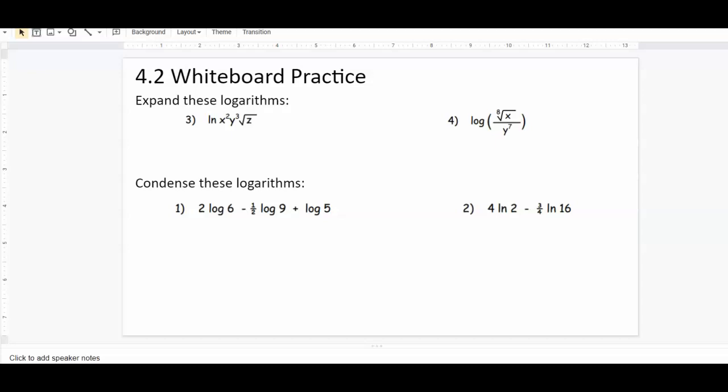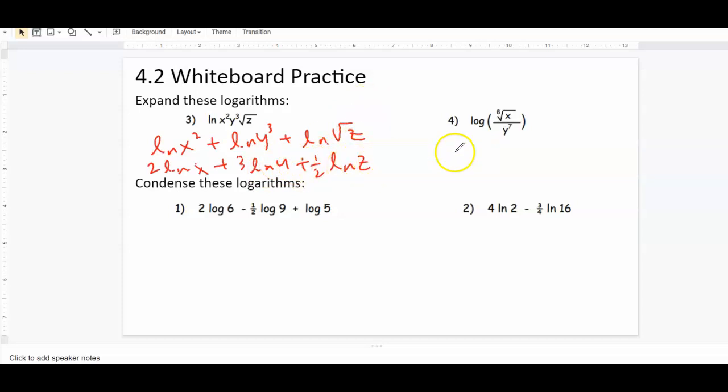All right. Let's expand it. All of them have x. Well, my argument has x and y and square root of z in it. So it's going to be natural log of x squared plus natural log of y cubed plus natural log of square root of z. First of all, I can just split that like that, right? Exponent of the argument can be dropped in the front. So 2 natural log of x plus 3 natural log of y plus, what about here? That's a half. So half natural log of z.